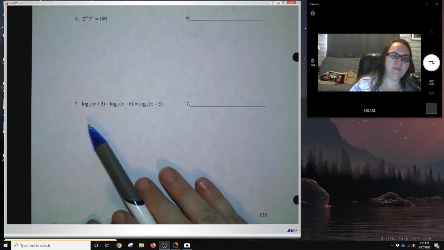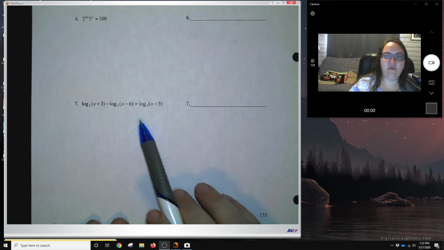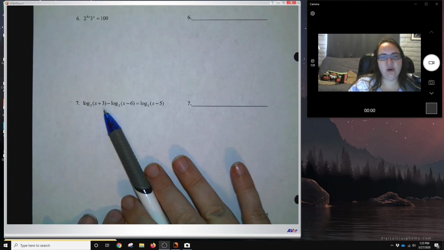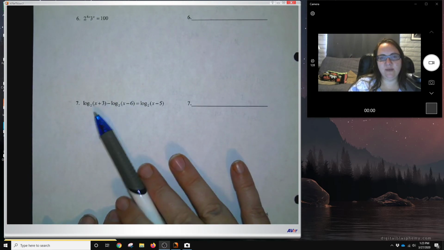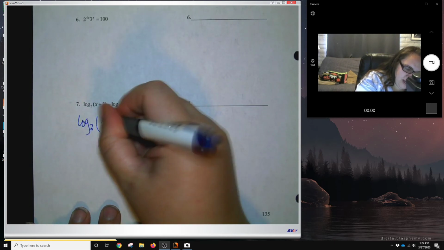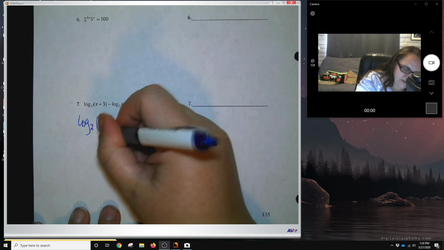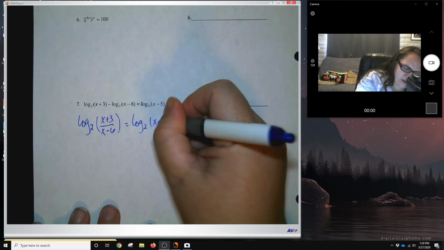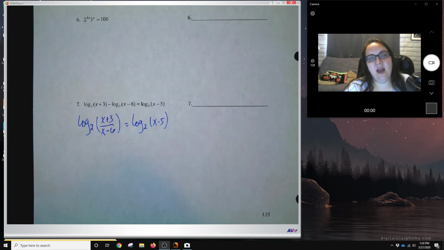So here, they all have the log with the same base, but before I can cancel that log, I have to get 1 log on each side. So because this is subtraction, I'm going to divide these and make this log with base 2 of x plus 3 divided by x minus 6 equals log with base 2 of x minus 5. And now that I have 1 log equals 1 log, I can get rid of the log since they have the same base. Again, only if they have the same base.